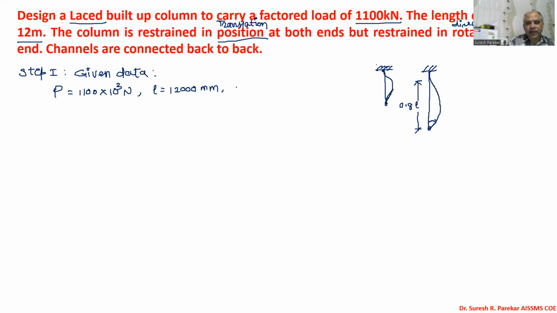And so we have L effective is equal to 0.8 into 12,000, and that will be equal to 9600 millimeters. So this is the given data. Then we have step 2, selection of section.